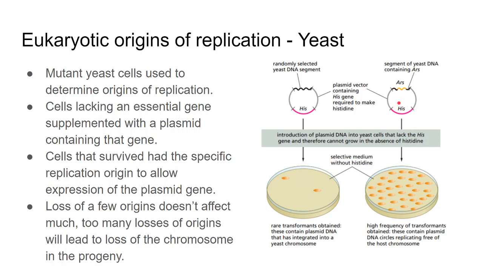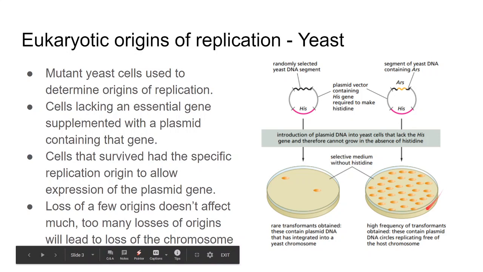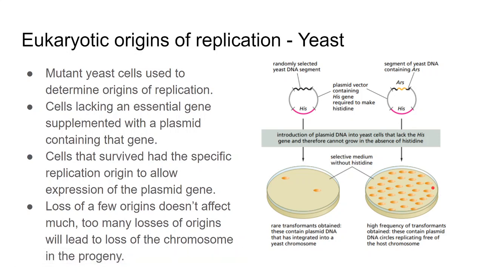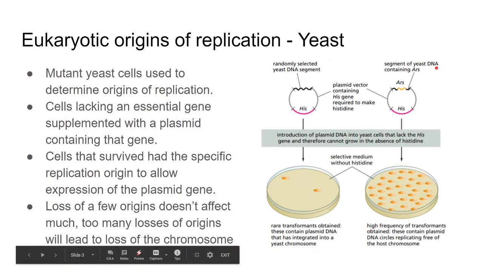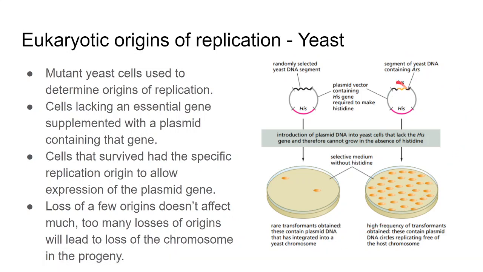In this case, it did have an origin of replication. It could replicate and distribute itself among all the progeny cells. Therefore, you see a nice distribution of colonies on the plate. I hope it's clear. So this was the experiment which they used to determine which sites of the genome are important for replication. And yes, ARS is autonomously replicating site or sequence.